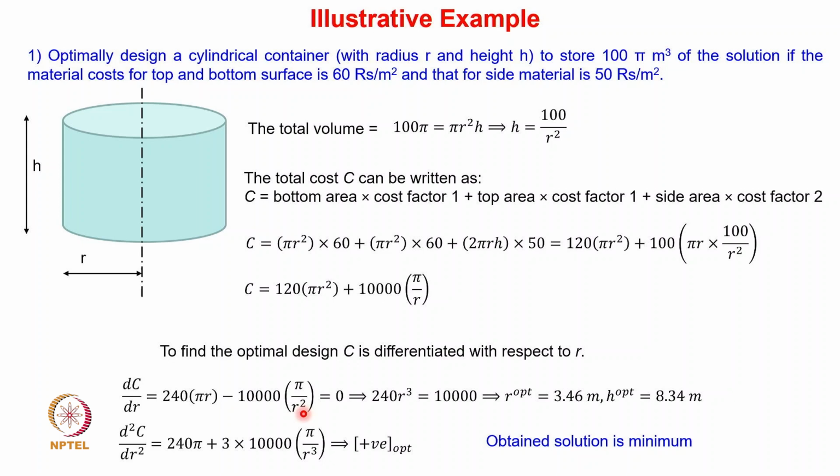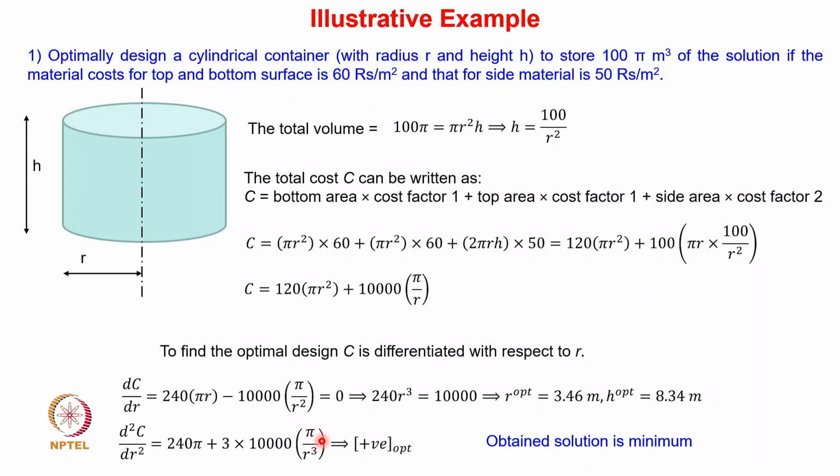into pi by r square is there, so derivative of pi by r square is nothing but what? 3 into pi by r cube, minus 3 into pi by r cube. So that is what is written here. So 3 into 10,000 will remain as it is into pi by r cube.